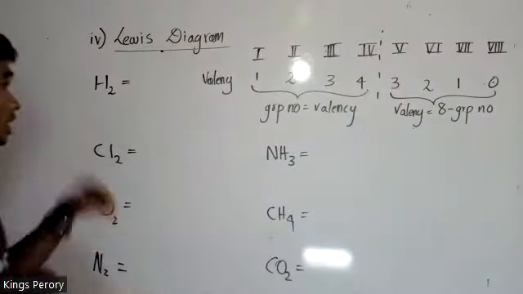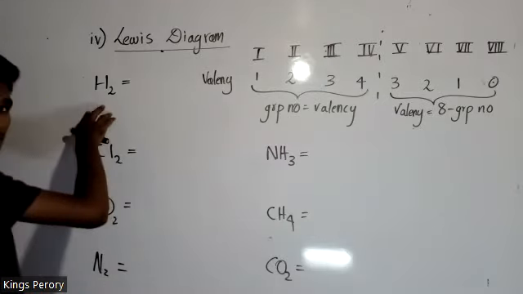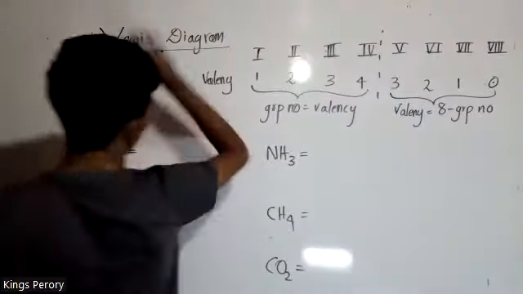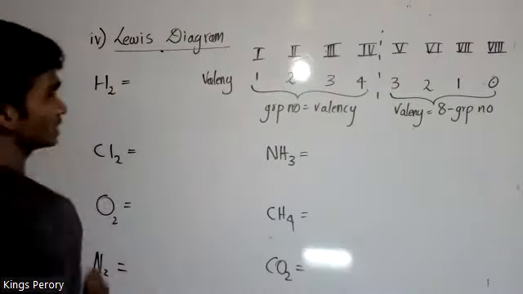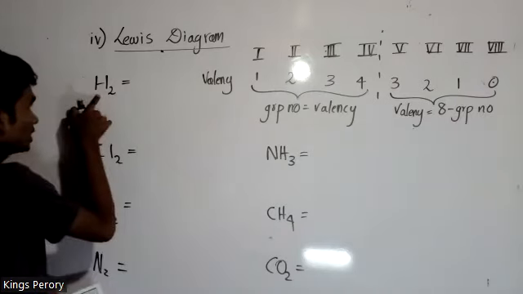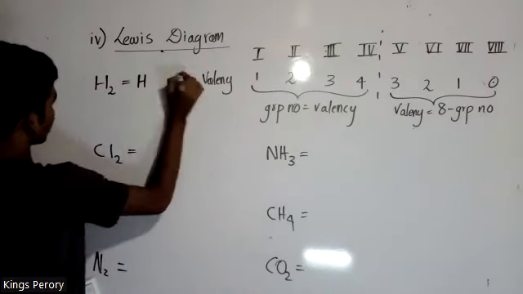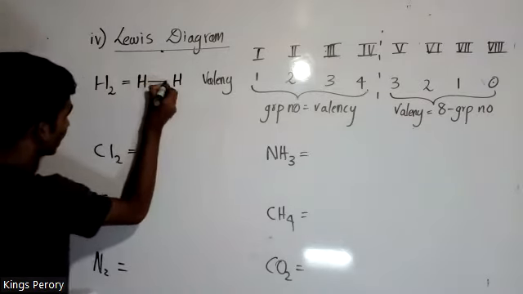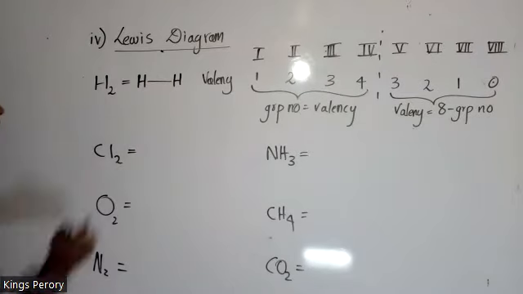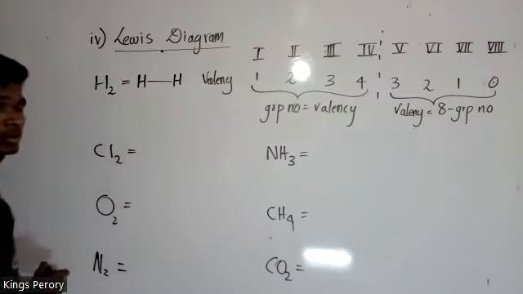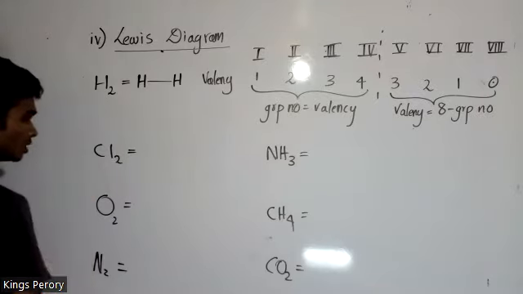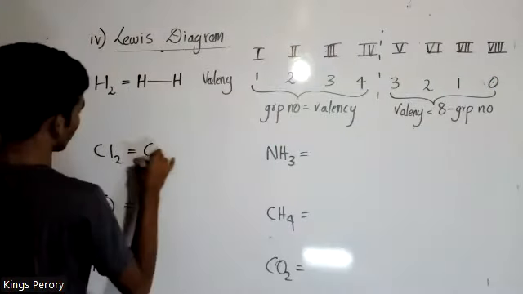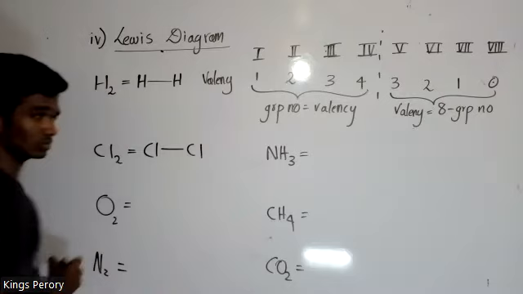Now, what is the valency of hydrogen? Hydrogen, I told you, don't consider here. Remember, valency of hydrogen is 1. Valency of hydrogen is 1 means one hydrogen likes to build one bond. What about chlorine? Chlorine valency 1. That means they like to form what? One bond. There you go.